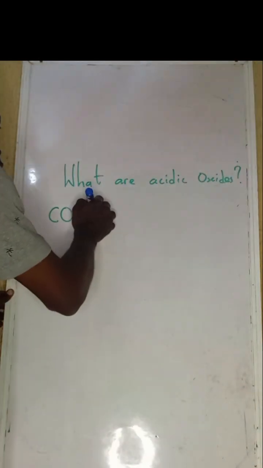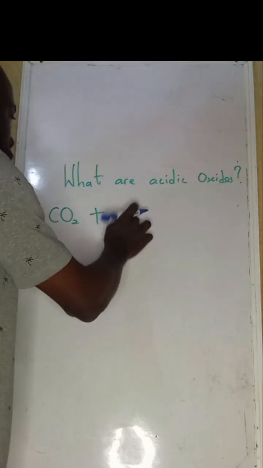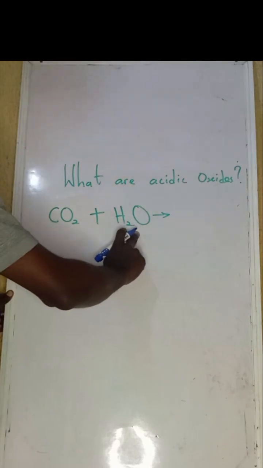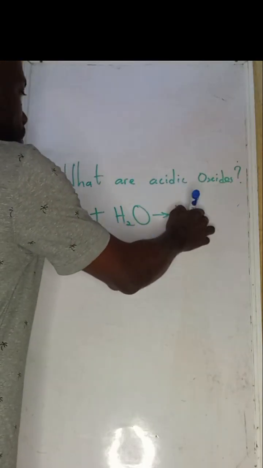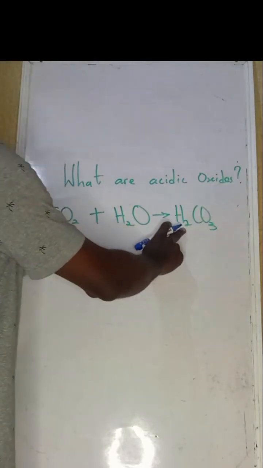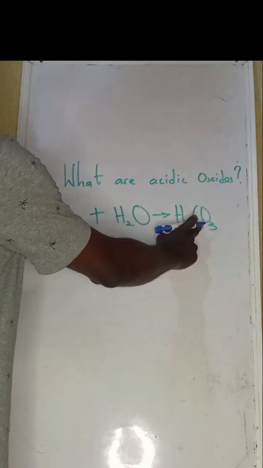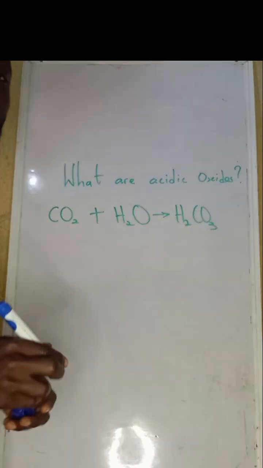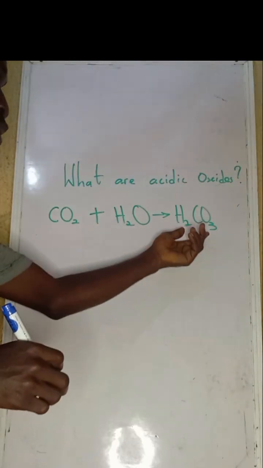E.g., when CO2 gas, carbon dioxide, reacts with water, it is going to form an acid. So we are going to have H2CO3. Yes, you can see that it is balanced: 2H, 1C, and then O2 and O, that's O3. This is an acid, and that is what we call carbonic acid.